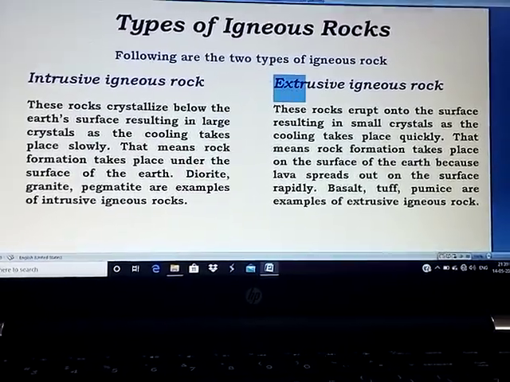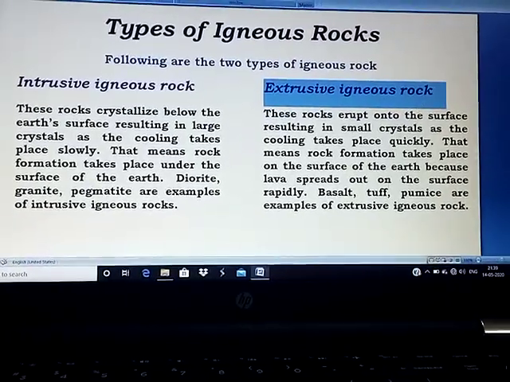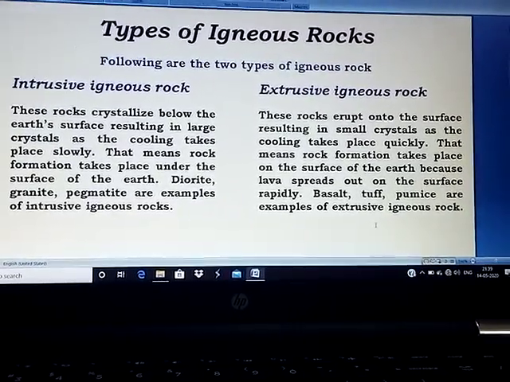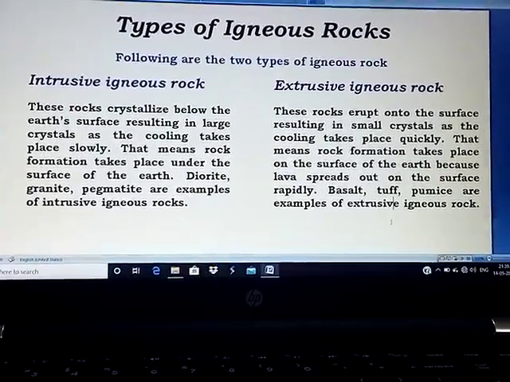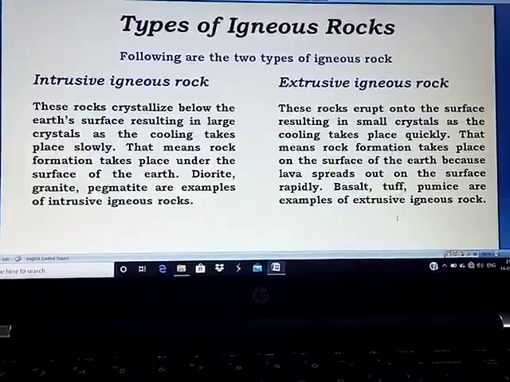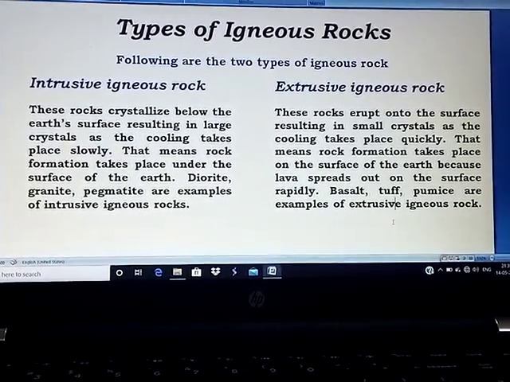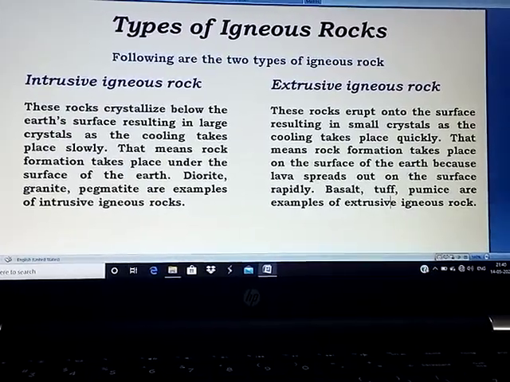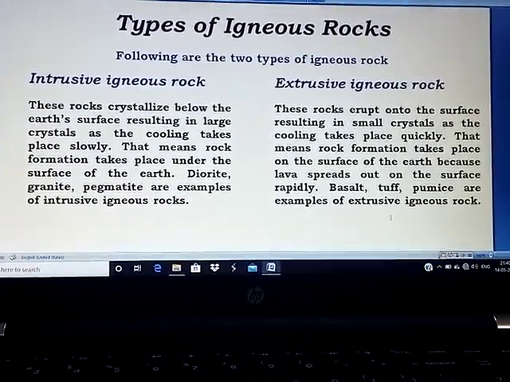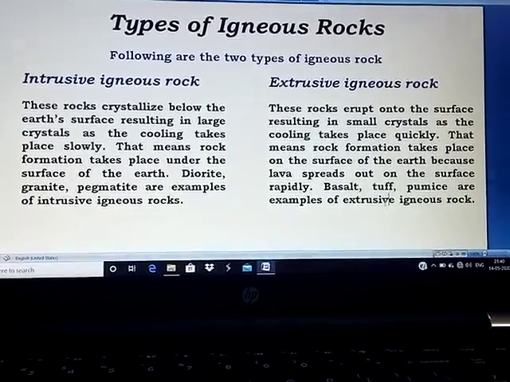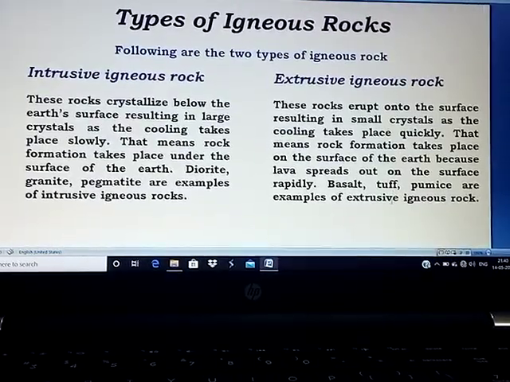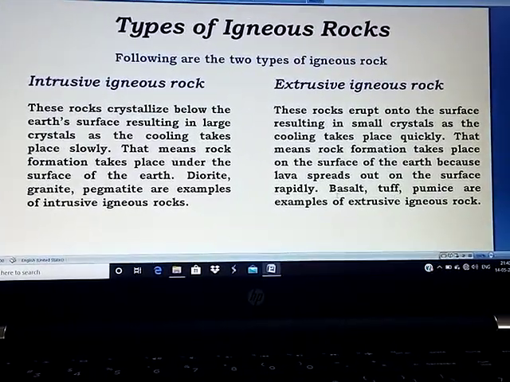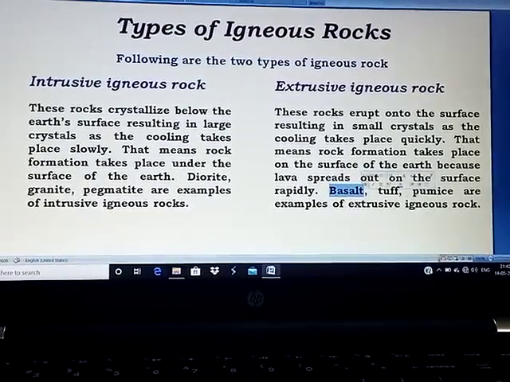Vice versa, what are the extrusive igneous rocks? Extrusive igneous rocks means when the magma comes out on the surface in the form of lava, it spreads and cools, and that form of rock is known as extrusive igneous rock. So these rocks erupt onto the surface, resulting in small crystals as the cooling takes place quickly. That means the rock formation takes place on the surface of the earth because the lava spreads out on the surface rapidly. Some of the famous examples of extrusive igneous rocks are basalt, tuff, pumice.